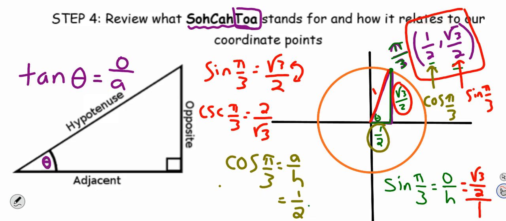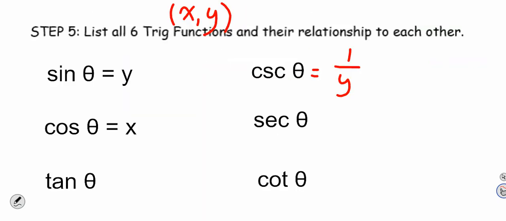Okay? Now, could I do 1 over root 3 over 2? Sure, but I'd end up with 2 over root 3. All right? So if we know what sine is, we know what cosecant is, we just flip it. So let's write that: flip sine.